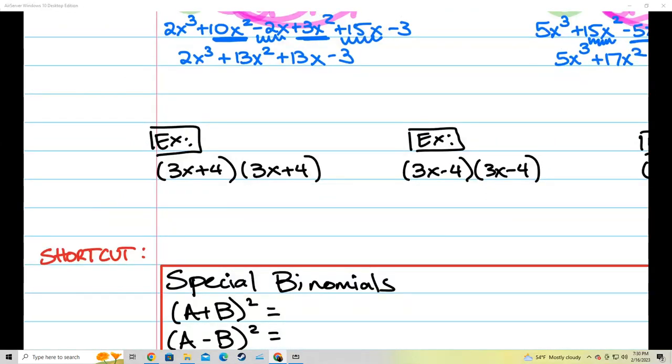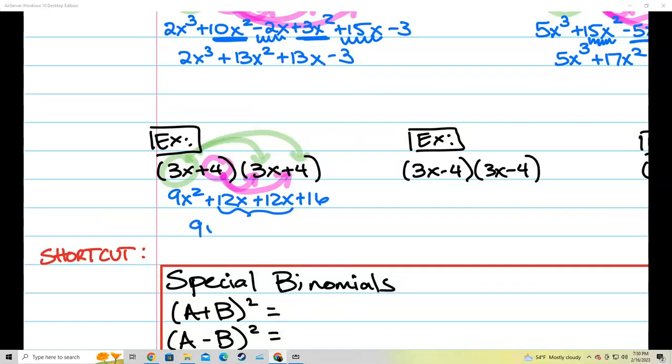So let's see. I'm going to go ahead and distribute. 3x times 3x, that's going to give me 9x squared. 3x times 4, that's going to give me a plus 12x. 4 times 3x, that's going to give me a plus 12x. And then 4 times 4, that's going to give me a plus 16. Notice that the ones in the middle I can combine. That's going to give me a 9x squared plus 24x plus 16.